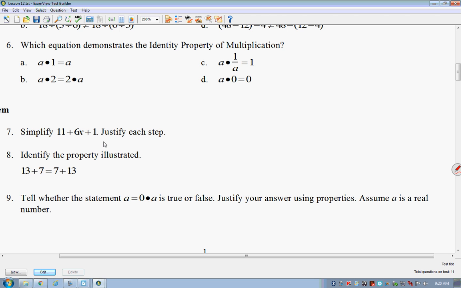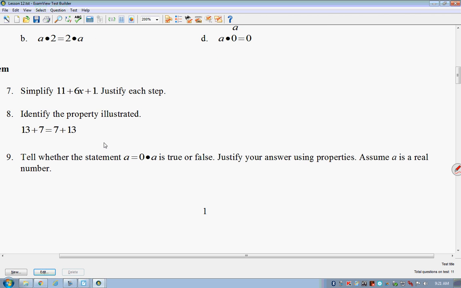Okay, number 6, which equation demonstrates the identity property of multiplication? McEwen, what do you think? A. The identity property of multiplication, A times 1 equals A. 6 has A for an answer. I believe that is correct. Very good. Okay. All right.